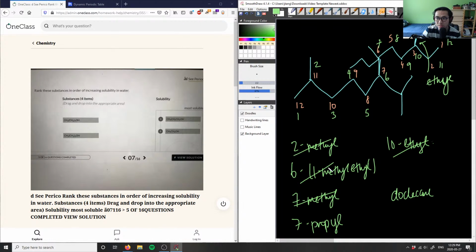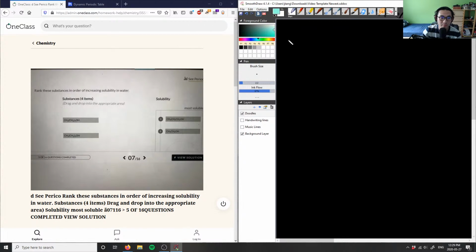All right, what number was this? I believe it was number 4, so this is number 5 here. It says rank these substances in order of increasing solubility. Okay, so I want most soluble to least soluble, and I'm giving four options here.